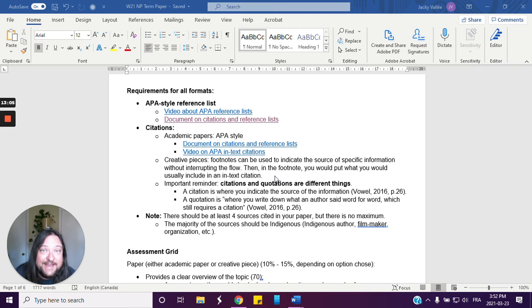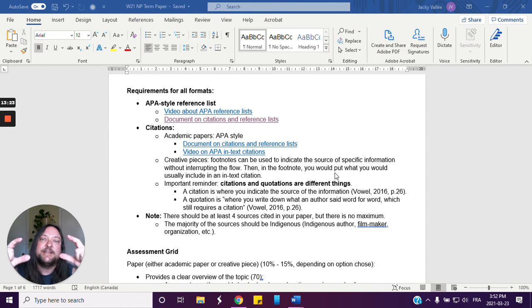Now, those of you who are choosing option 2 and writing a creative piece like a story or a play or something like that, it would be awkward to include APA citations. It'll ruin the flow of your text. So what you could do is just have footnotes. And if you're not sure how to do that in Word, book a time with me and I'll show you. It's very easy. And then in the footnote, you would put what you would usually put in the in-text citation.